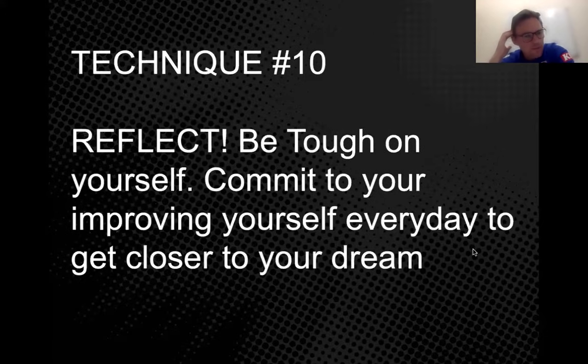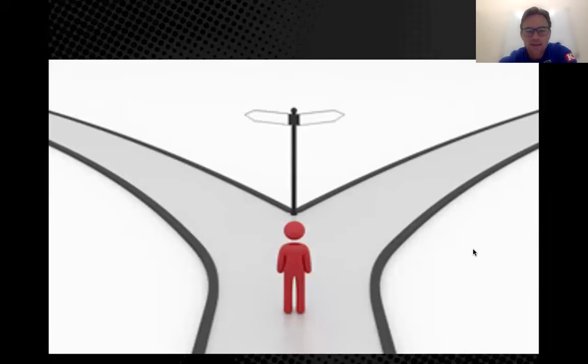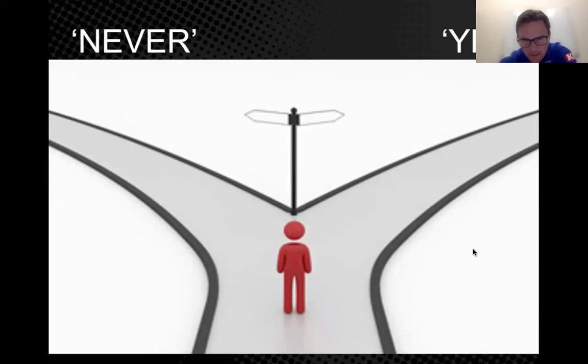So yeah, reflect, be tough on yourself, commit to your self-improvement every day to get closer to whatever it is you're trying to achieve. And then the last one is the power of the word yet. So am I there yet? We've heard that a lot of times. So again, you could be here, or athletes could be here. And we want them to go down this yet road rather than I'm never going to get there. I'm never going to score today.